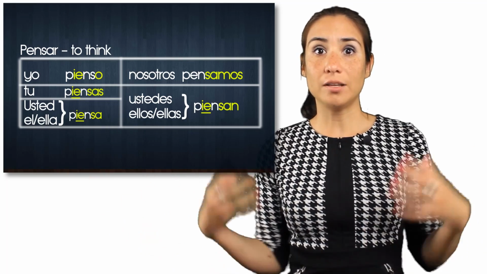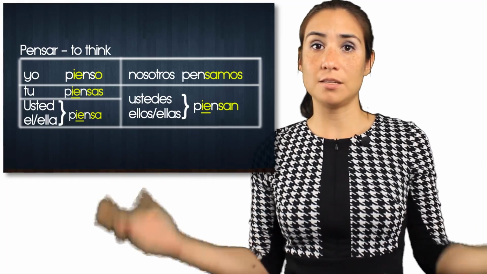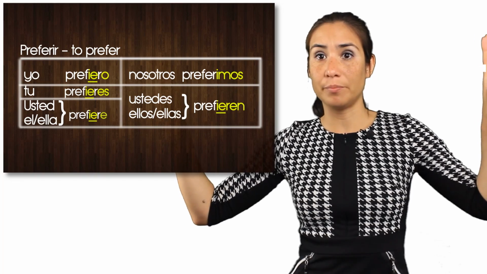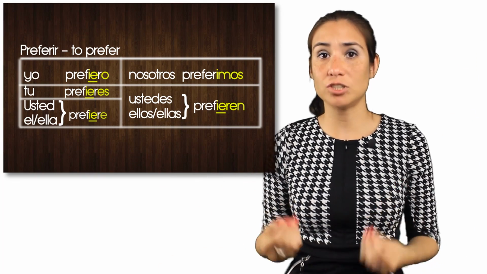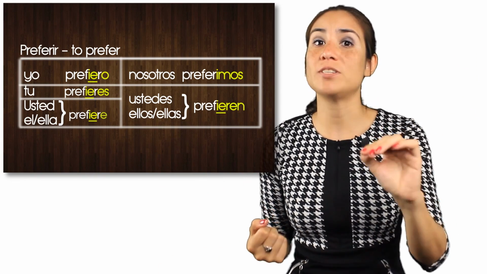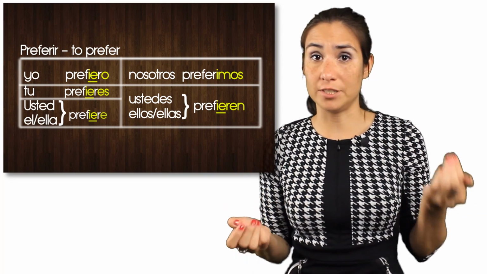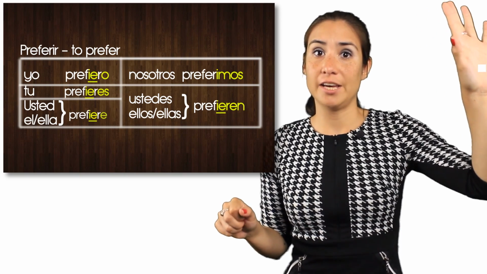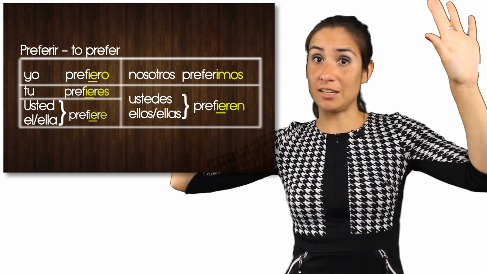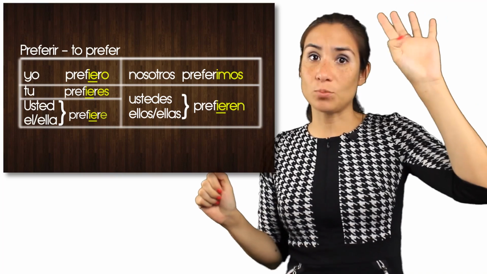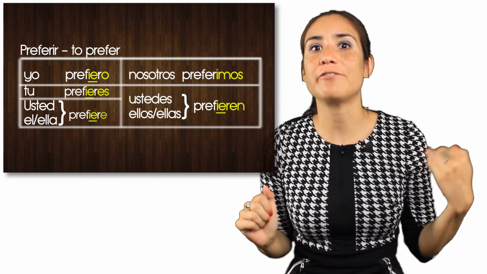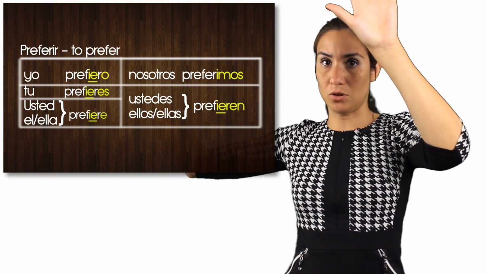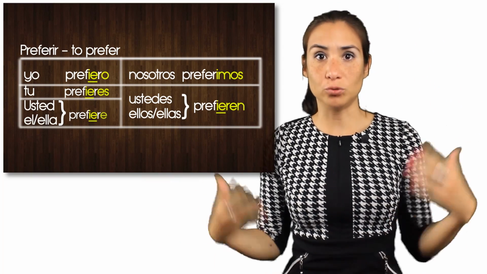So another verb that we can see is, for example, preferir, okay? Preferir is one that changes E to IE, and it always changes the last vowel of the stem. So if you have preferir, IR is separate. So it changes the last vowel of the stem. So it's yo prefiero, right? Yo prefiero, okay? Prefiero, tú prefieres.